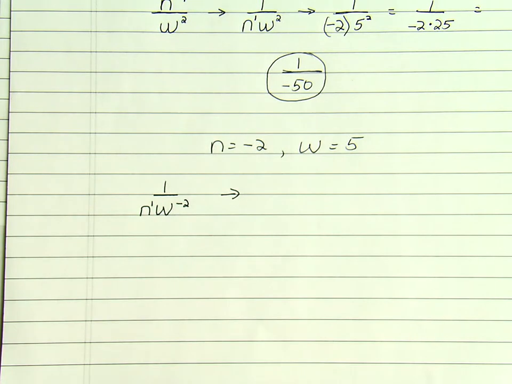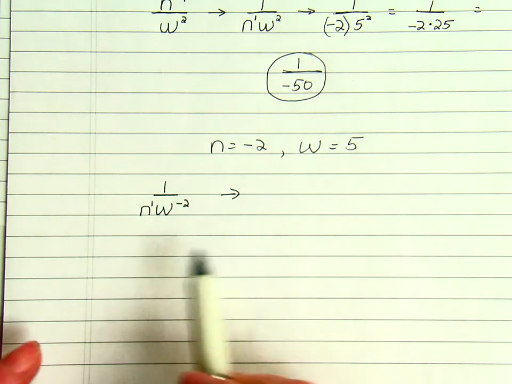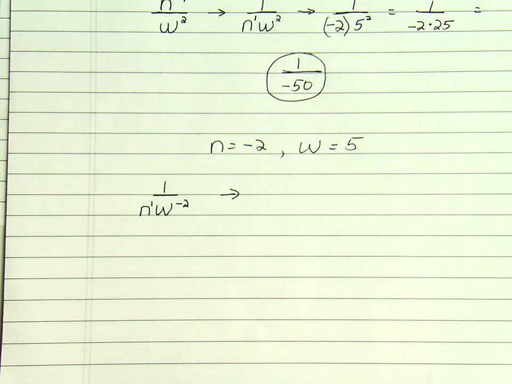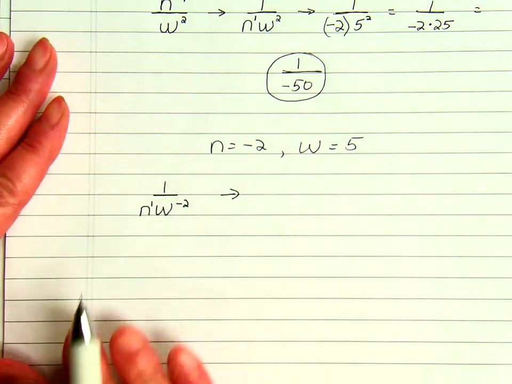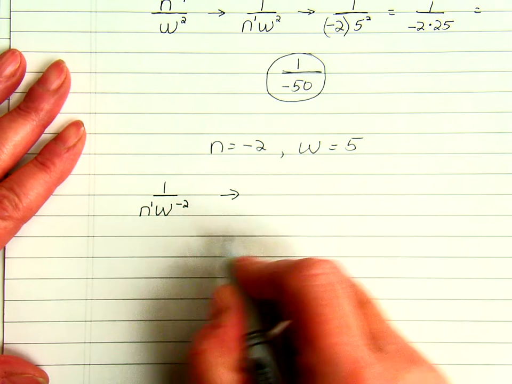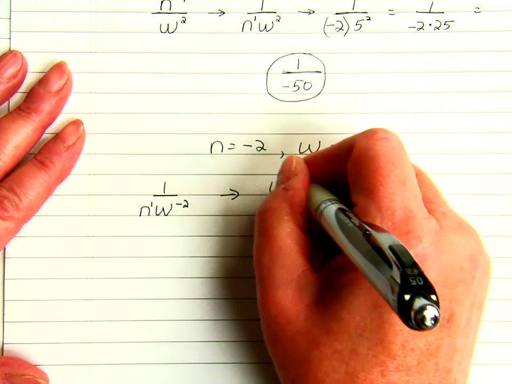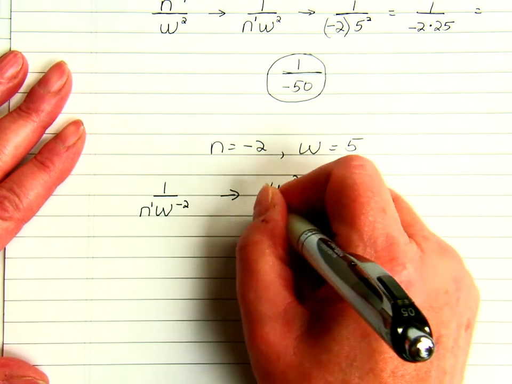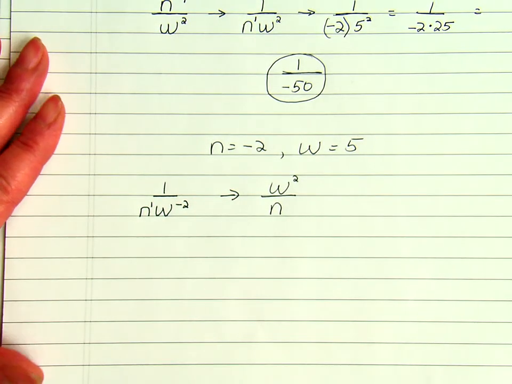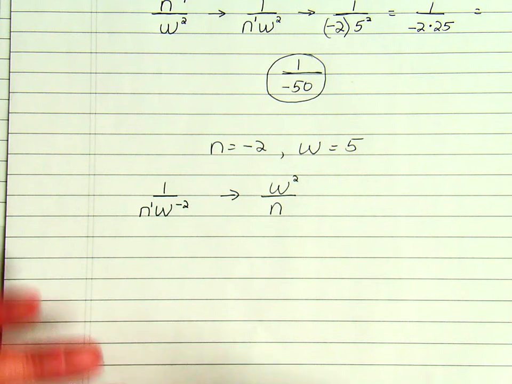They don't write it when it's a 1. I'm putting it there so that we know we've discussed it. Okay? And this w has an exponent of negative 2. The w is not where it belongs. So when we simplify this so that we have no negative exponents, we're going to put w squared up top over our n. And now we will go ahead and put our values in.